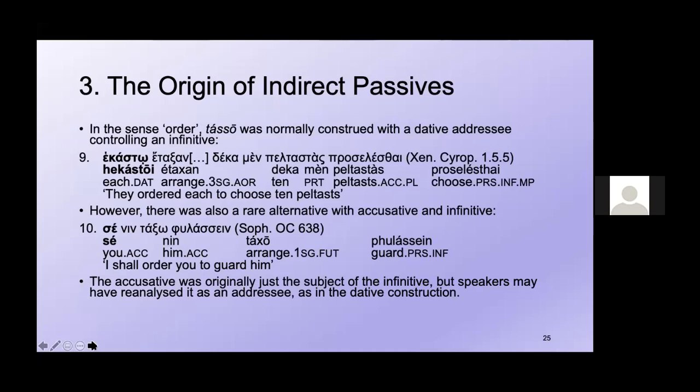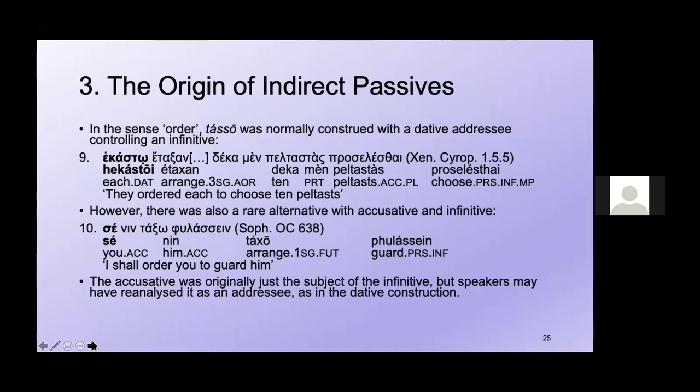For example, in the sense order, tasso was normally construed with a dative addressee controlling an infinitive. So you can see in example 9, Ekastoi etaxan decan in peltastas proselestai. They ordered each to choose 10 peltasts. Ekastoi, each, is in the dative, and it also controls the infinitive proselestai.